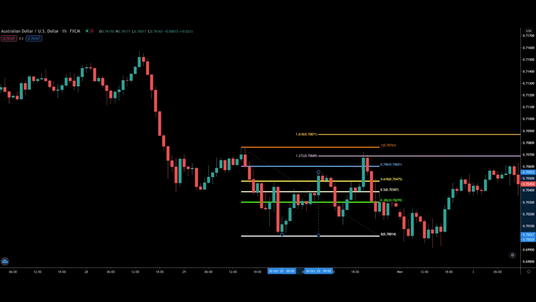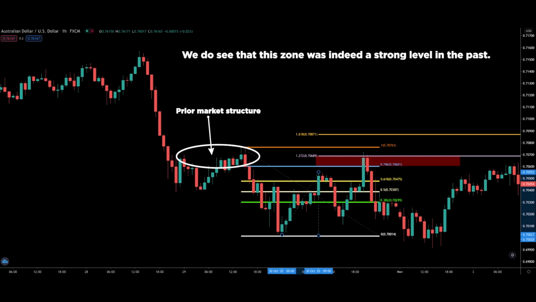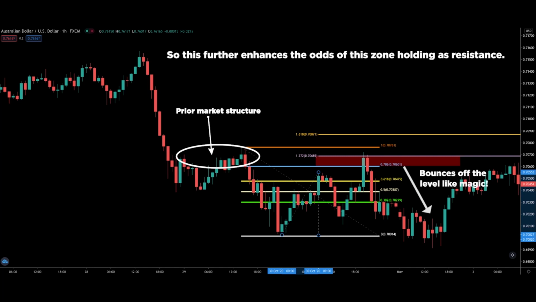Do a quick check that this zone of resistance coincides with the higher market structure. If we were to look here, we do see that this zone was indeed a strong level in the past. So this further enhances the odds of this zone holding as resistance. So in this case, we can see that price eventually retraces to the level and bounces off the level.